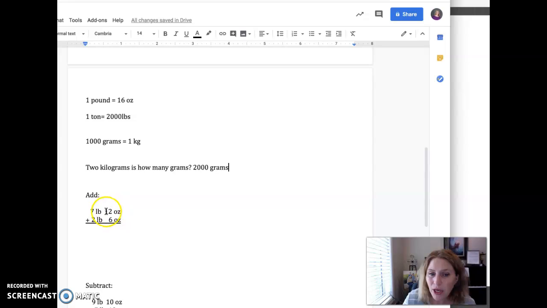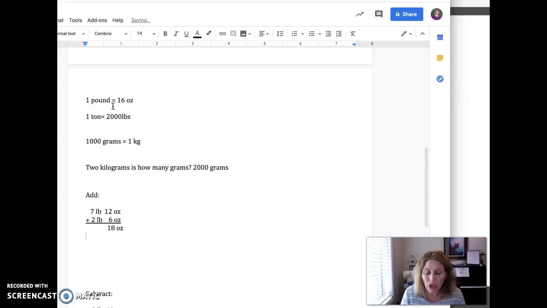So right here, I'm going to add my ounces. So I have 12 plus 6, and that right there will make 18 ounces. But remember, there's 16 ounces in 1 pound. So once I have 18 ounces, I also have an extra pound. So I need to carry that extra pound over to my pounds. So my answer isn't just 9 pounds.